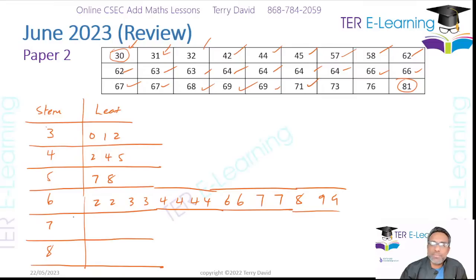Next thing we have 71, so we put a 1 here. We have a 73. Then we have a 76. And then we have a 81. Right? So this here represents my stem and leaf diagram.